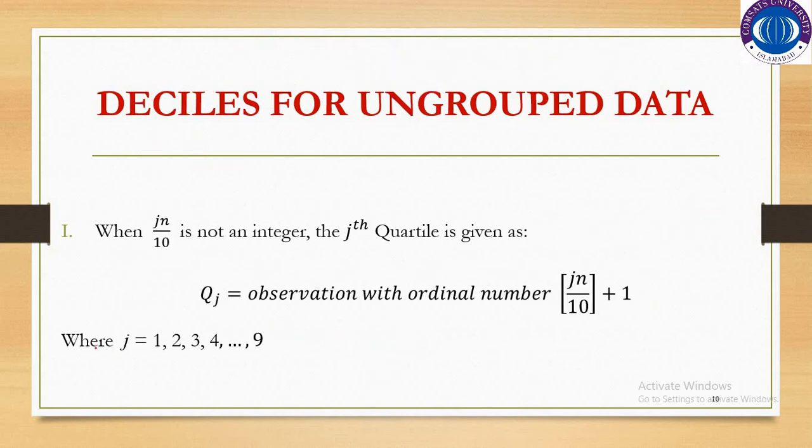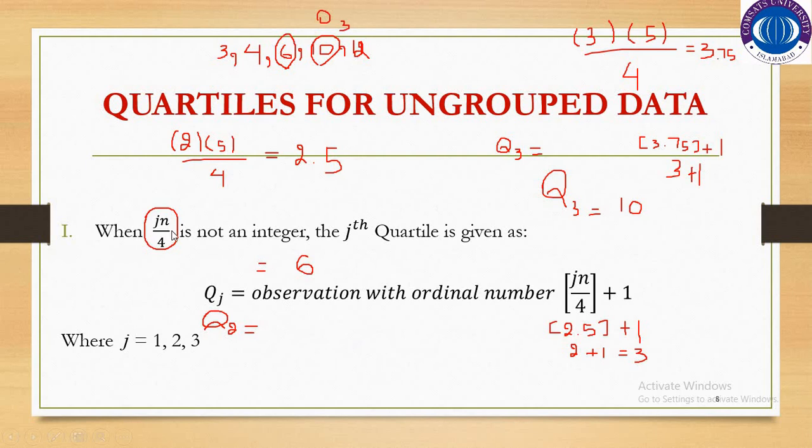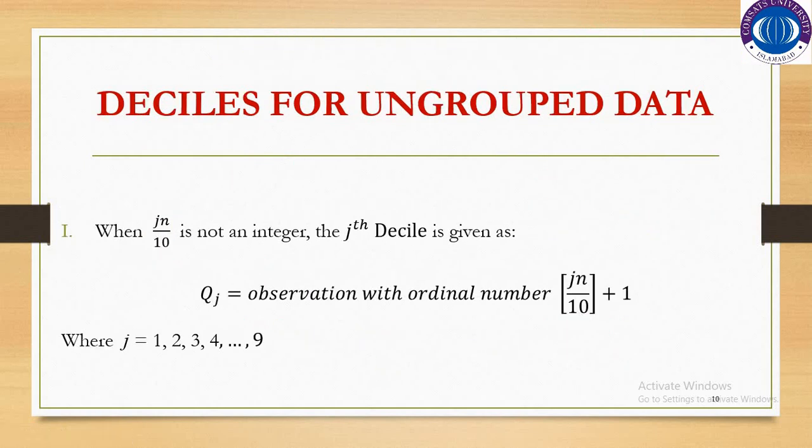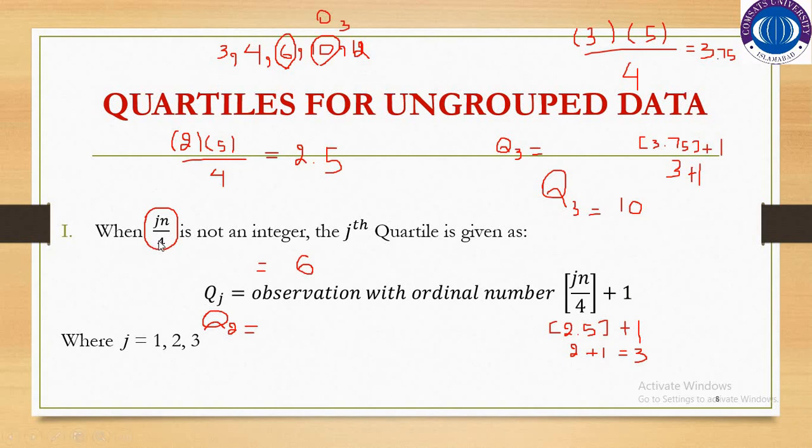Deciles for ungrouped data when j into n by 10 is not an integer. What is the thing that changes when j into n by 10 is not an integer? If you focus here, in the case of quartile, this j into n was divided by 4. In the case of quartile, we are dividing the data set into 4 equal parts, but in the case of decile, we are dividing the data into 10 equal parts. So what's the difference? You can see here that we have 10 in the divisor. The rest of the procedure is the same as we have used in the case of quartiles.